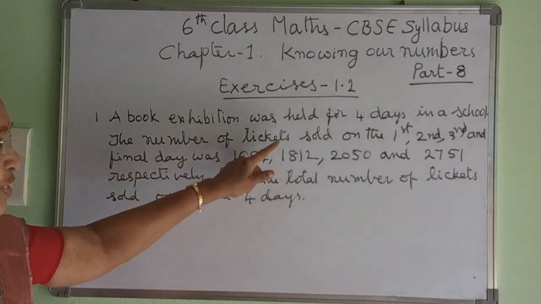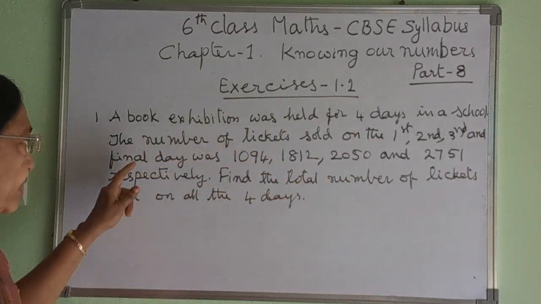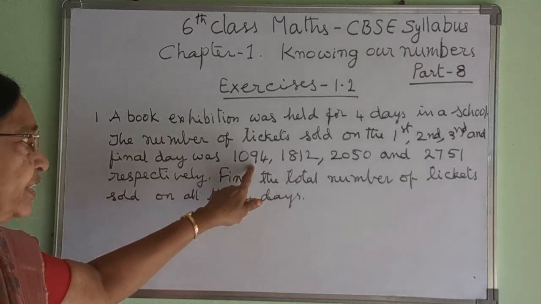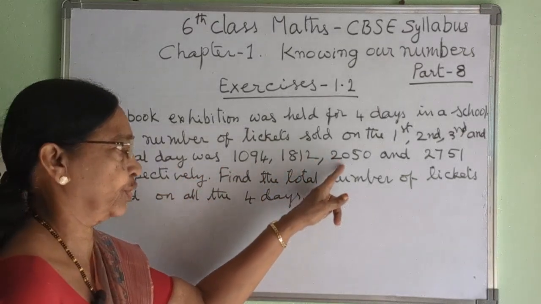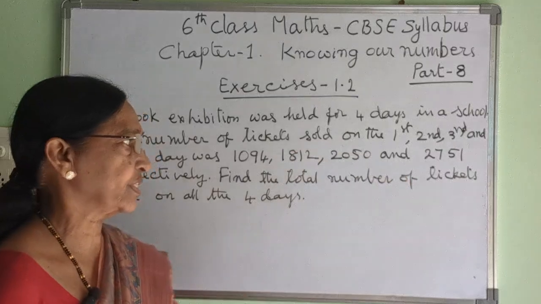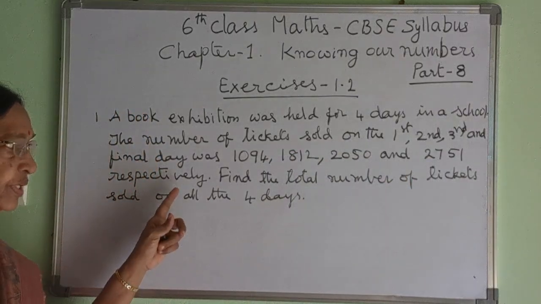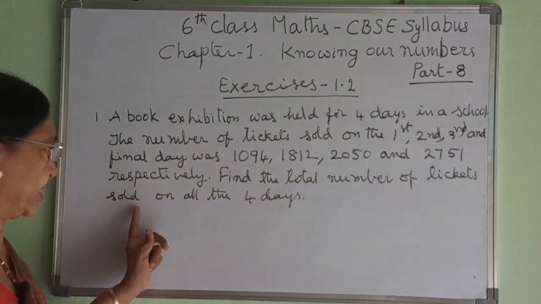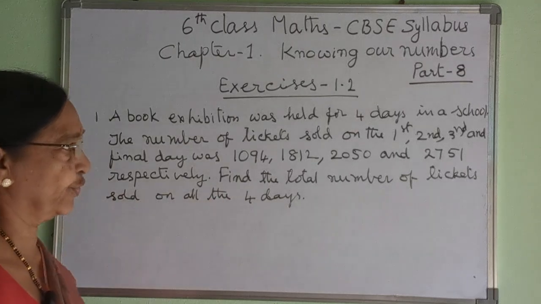The number of tickets sold on first, second, third and final day was 1094, 1812, 2050 and 2751 respectively. Find the total number of tickets sold on all the 4 days.